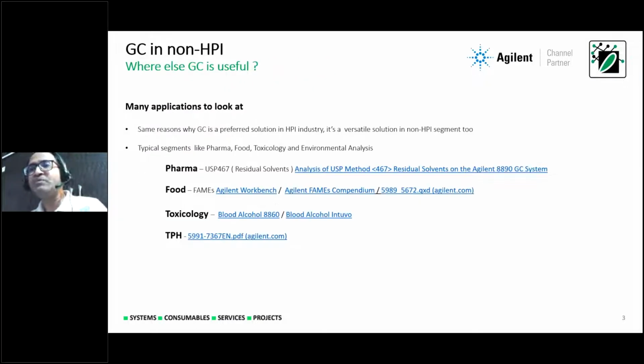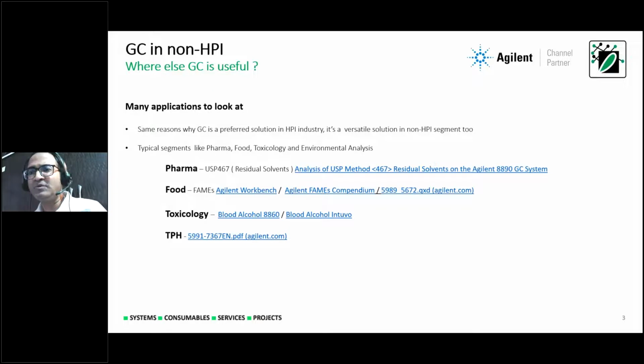If we talk about GC in non-HPI, where else can GC be useful? There are many applications that we actually can look at, many applications for which we already use the GC. In some cases, I might be giving you information that you already know, because these segments that we are going to look at are not really alien segments. We've been using GC in these segments, but I will just give you a little more information as to how the modern GCs are really useful in these different segments.